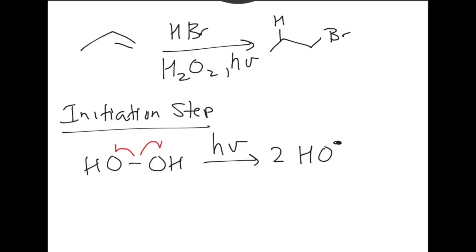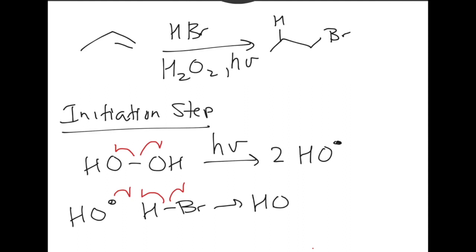Great. Okay. So anyway, I make hydroxy radicals. These are really reactive because oxygen wants to have a full octet of electrons, and it's short one electron. So what happens is this hydroxy radical will react with HBr, and you'll make water, plus a bromine radical.